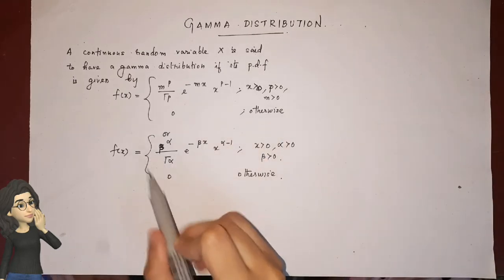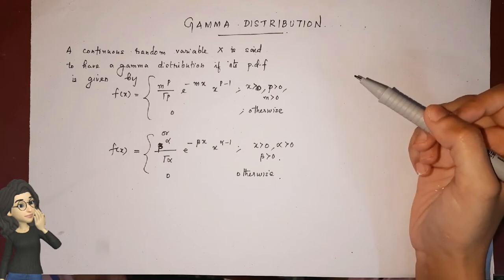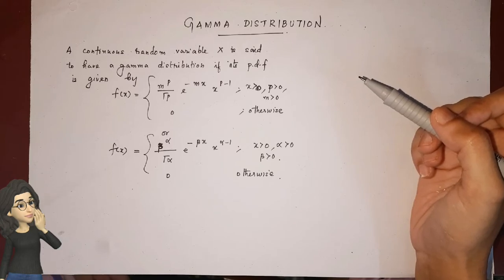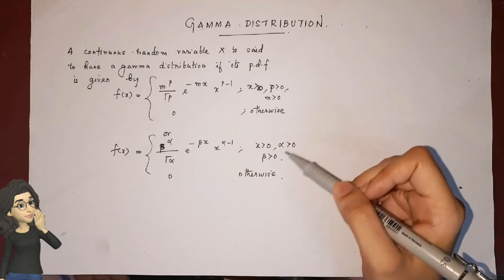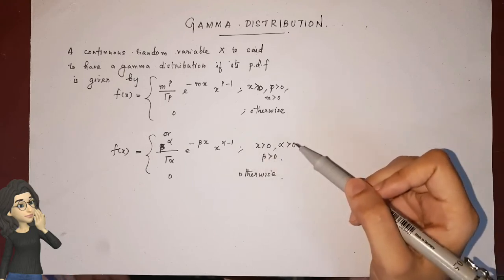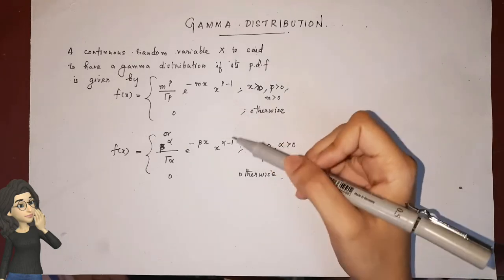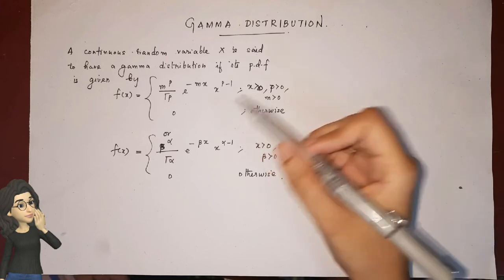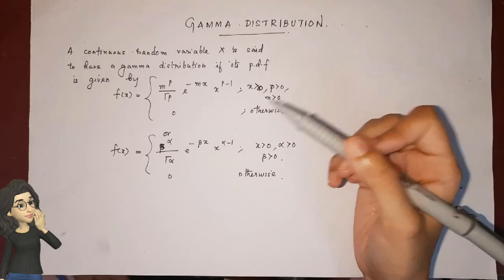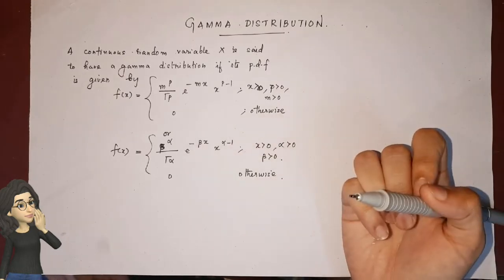I have also given one more function, where f of x is equal to beta raised to alpha divided by gamma alpha, e raised to minus beta x, x raised to alpha minus 1, where the support of x is still from 0 to infinity, and alpha and beta are the parameters and both take values greater than 0. So these are the two common notations that we see in the gamma distribution. One is when m and p are the parameters, and here beta and alpha are the parameters.